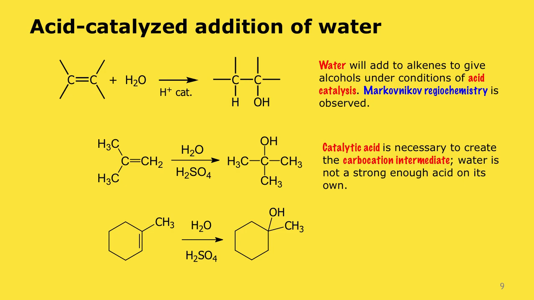Previously, we've looked at this reaction, and it's worth revisiting. And this is just the acid-catalyzed hydration of alkenes. Water will add to alkenes and give alcohols under conditions of acid catalysis. We learned previously that this reaction, like hydrohalogenation, follows Markovnikov regiochemistry through the most stable carbocation intermediate. And it only requires a catalytic amount of acid. So in these example reactions, the sulfuric acid used here is just a catalytic amount, but you do need stoichiometric amounts of water for these reactions to occur.